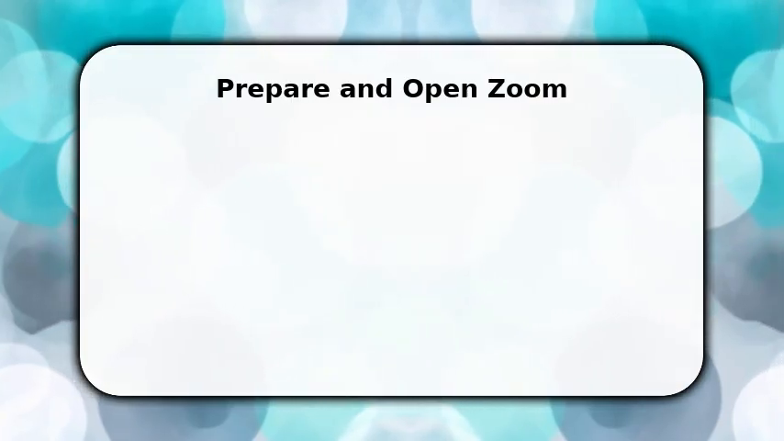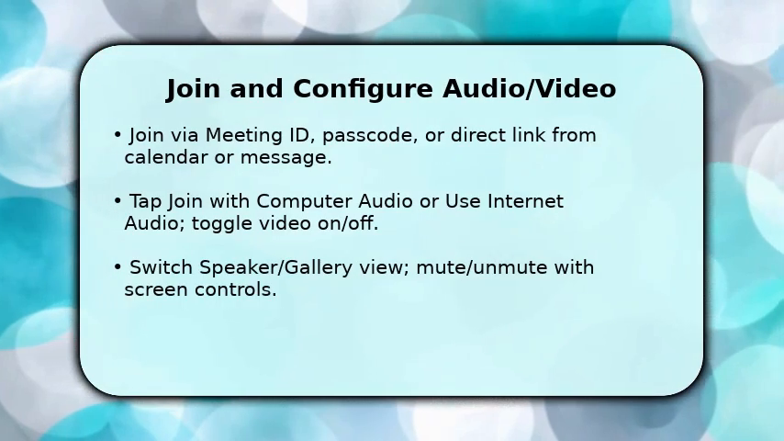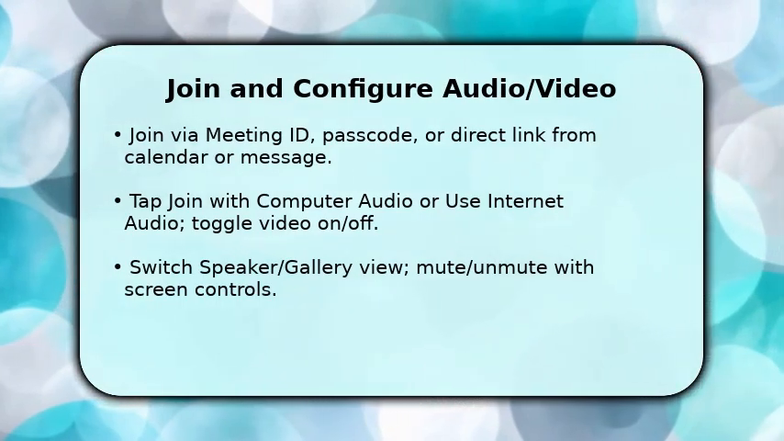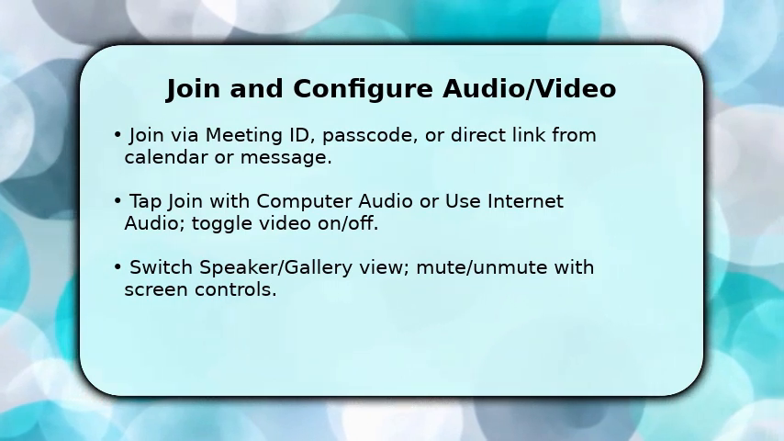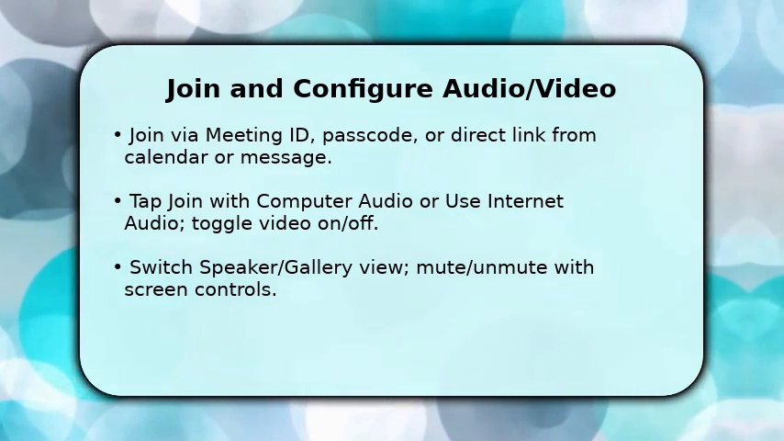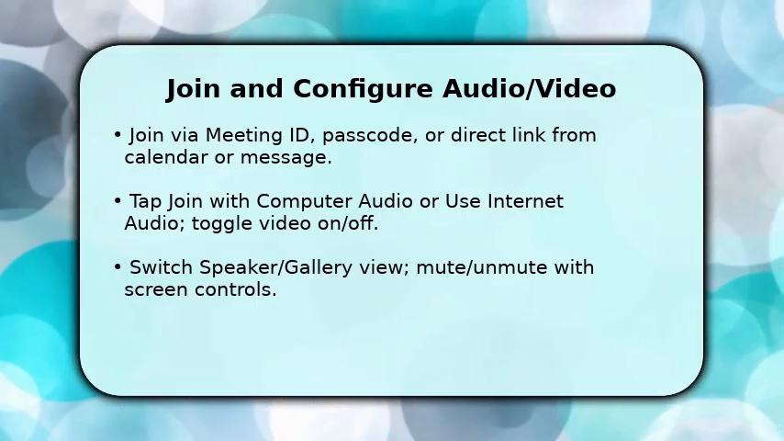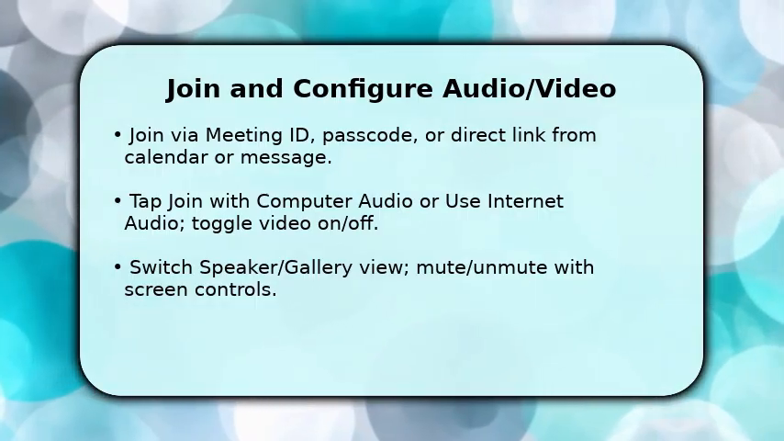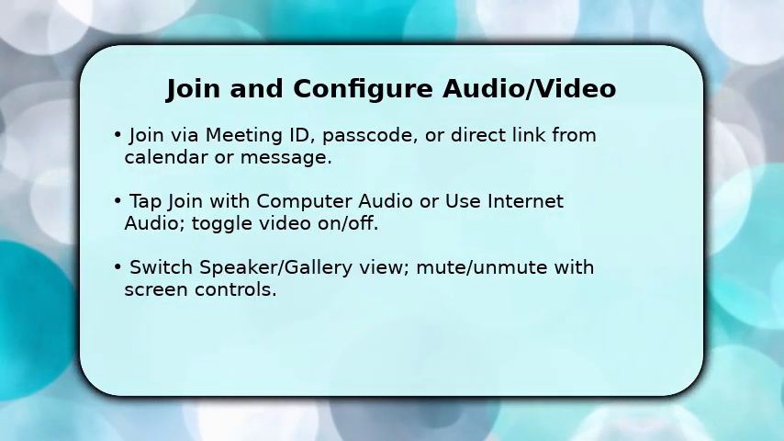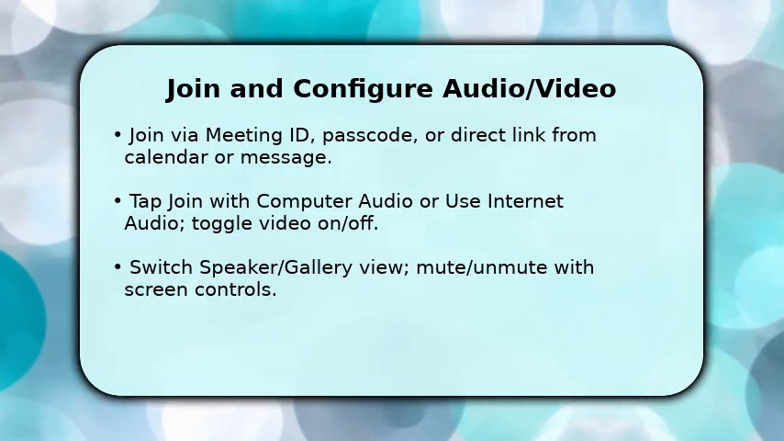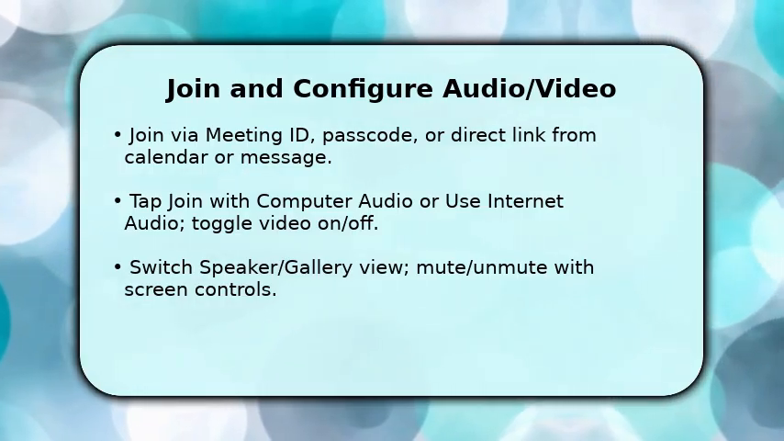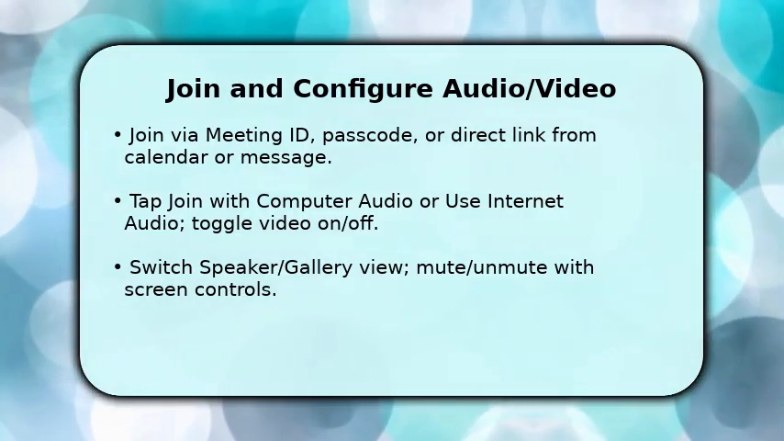real session. You join by tapping a link or entering the meeting ID and passcode. Make sure to type the correct name so hosts recognize you. Once in, choose Join with computer audio or use internet audio to connect sound, and enable video if you want to be seen. Use the on-screen controls to mute/unmute quickly and pinch to switch between gallery and speaker views.